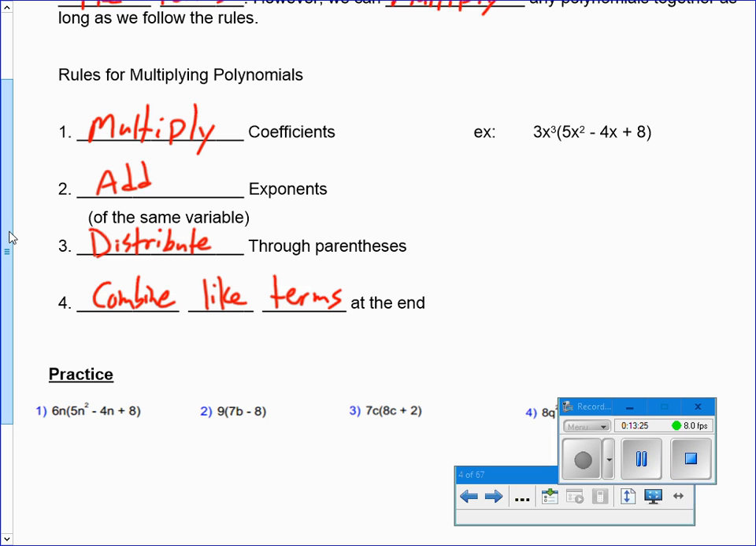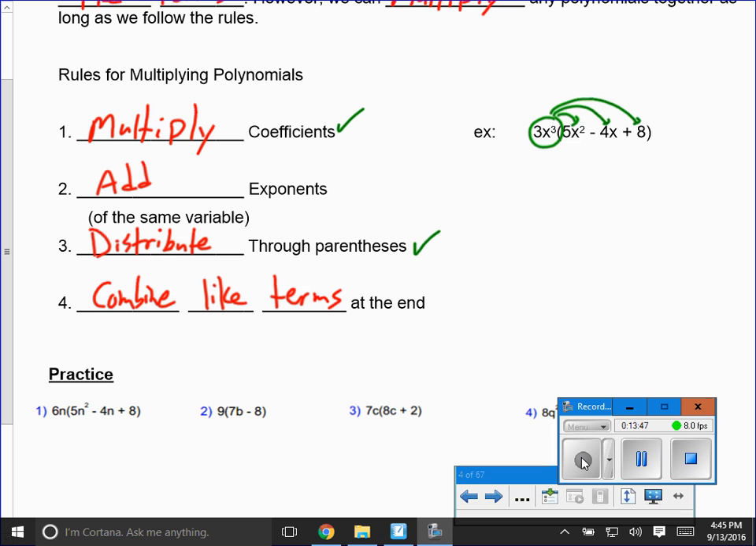Alright, so here's an example. We've got 3x to the third. We're multiplying by this whole quantity, 5x squared minus 4x plus 8. So first thing to remember is rule number 3, distribute through parentheses. Alright, so I got to multiply all 3 of these. So first thing I'm going to do is multiply coefficients. So 3 times 5. 3 times 5 is 15. Multiply coefficients. Next thing is add the exponents. It's going to be x to 3 plus 2, 5.